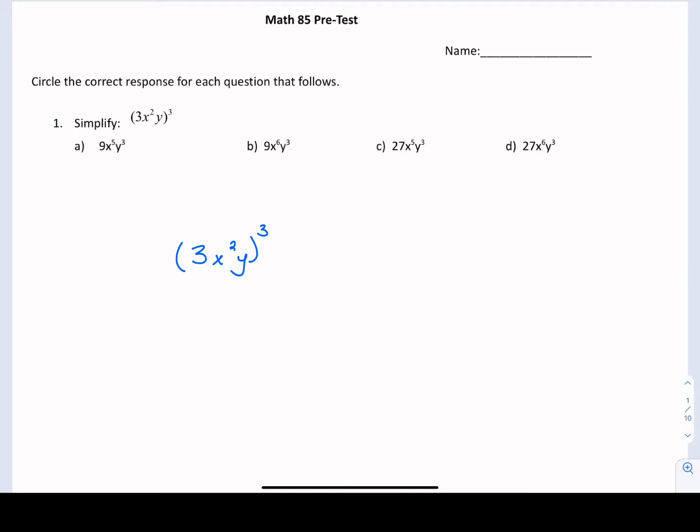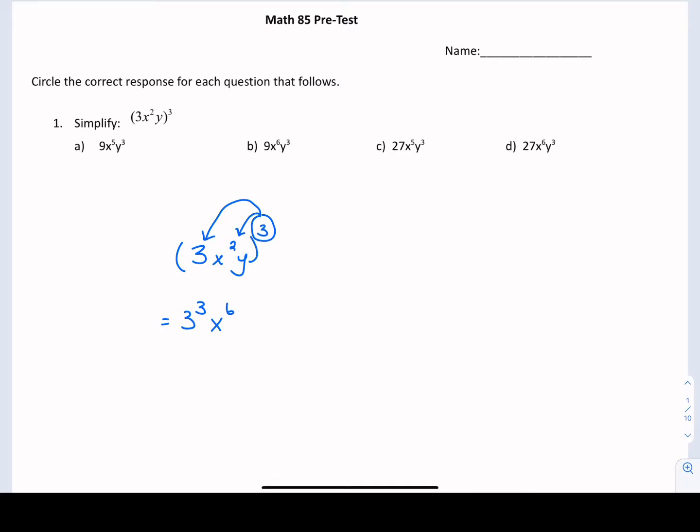So that power of 3 is going to apply itself to the 3 out front, or that coefficient of 3. So essentially you'll have 3 to the power of 3. You're also going to take x² and raise it to an additional power of 3. When you see power of a power, you want to multiply those powers together. So 2 times 3 gives us x now to the power of 6.